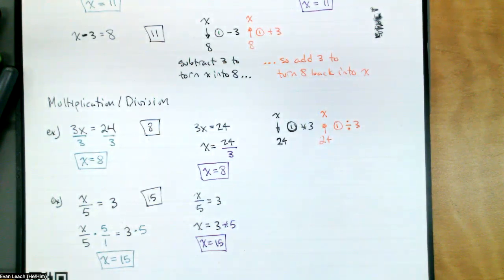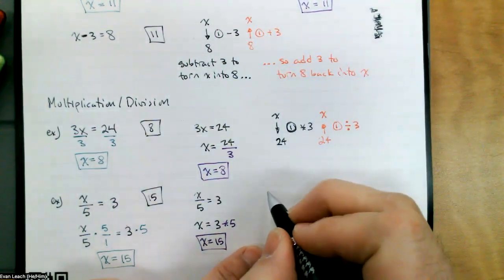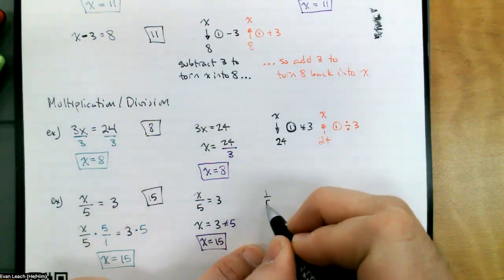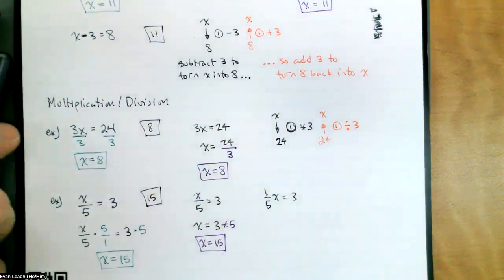Some of you might look at this and say, well, the x is being multiplied by 1/5, so I'm going to divide by 1/5. So some of you are looking at this completely differently. You see a 1/5 times the x is equal to 3, and so you're going to divide both sides by 1/5.